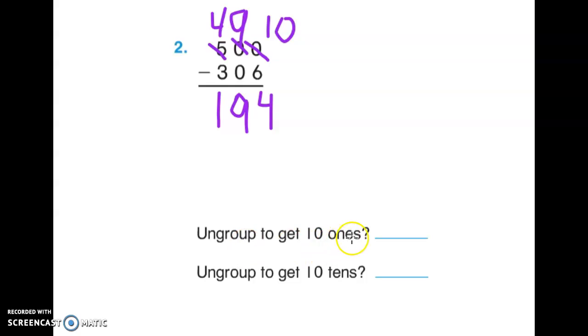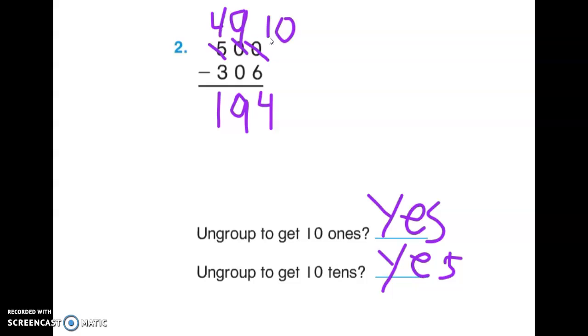Did we ungroup to get 10 ones? Yes, we did. Did we ungroup to get 10 tens? Yes, we did. We still had to get 10 tens here to get to our 10 ones. So yes.